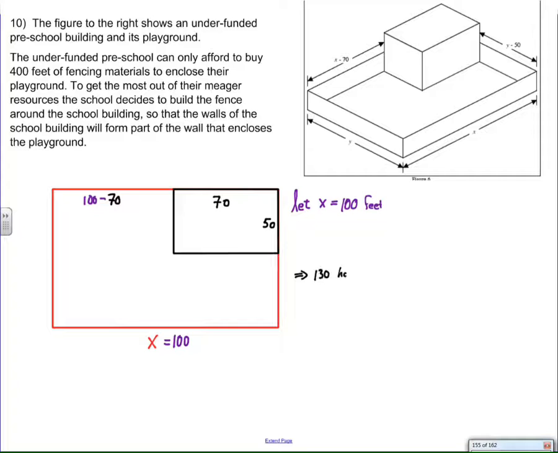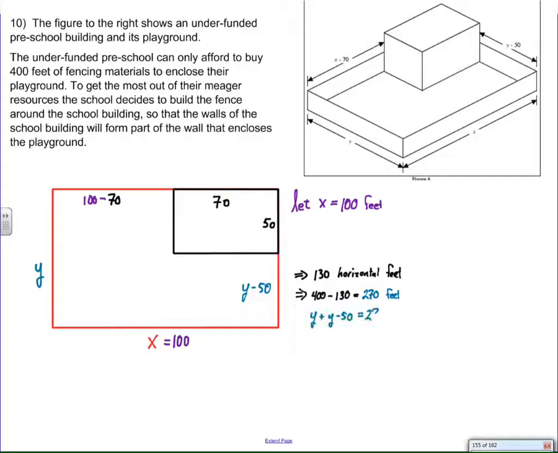And then just so I understand what's going on, I'm going to let x equal 100 feet. Just to see, okay, I've got 400 feet of fencing, I'm going to make 100 feet this way, and then I have to figure out what the rest of them have to be. Considering the fact that if this is 100, this will be 100 minus 70, which means we'll have just 30 feet left over for the remaining horizontal side. That's how I got the calculation that there's 130 horizontal feet.